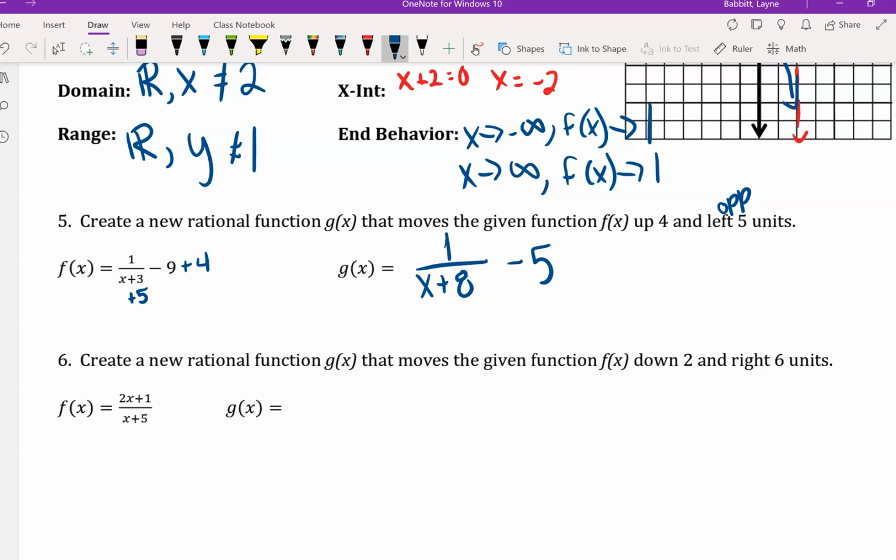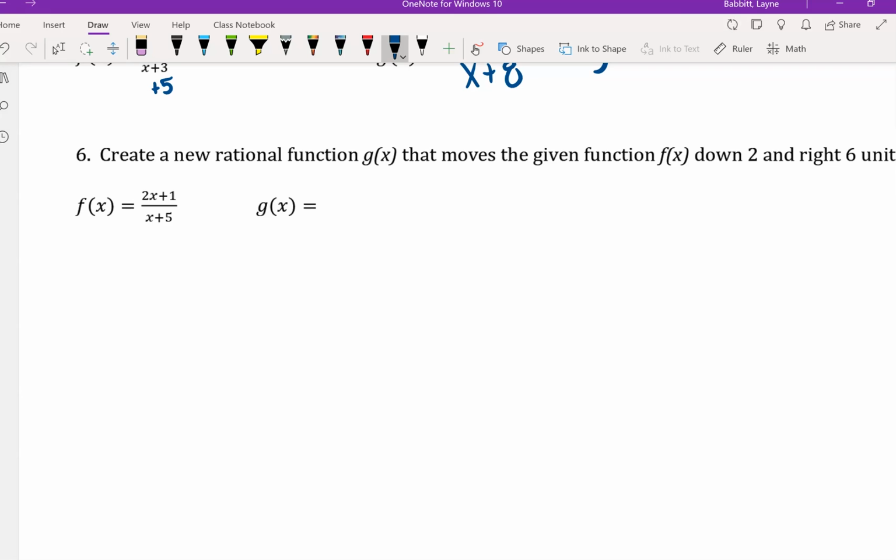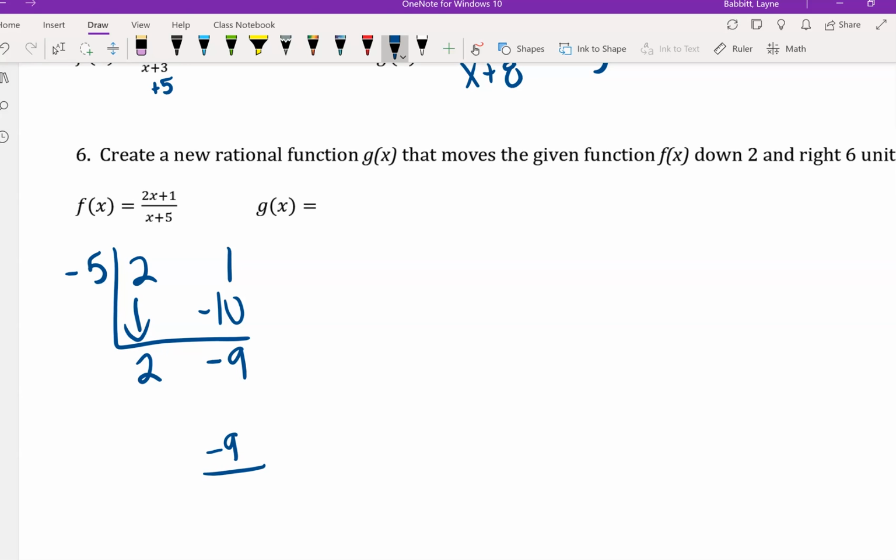And then the very last one, I would first move this into graphing form, and then I can do the shifts. 2, 1, negative 5 goes in the front, bring the 2 down, multiply, we get negative 10, add straight down, we get negative 9. Remember that will always go over the divisor, so x plus 5, and then I move this 2 to the end. So that is this function, but in graphing form.